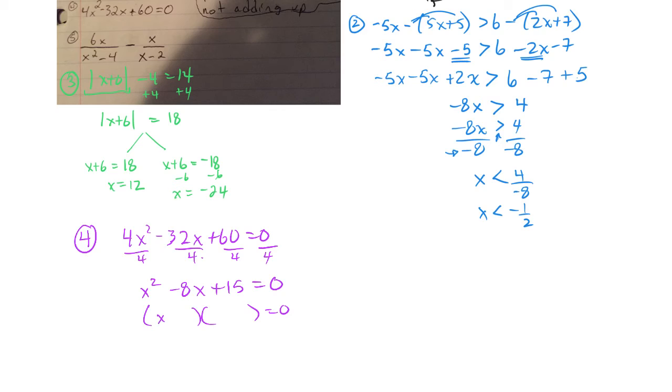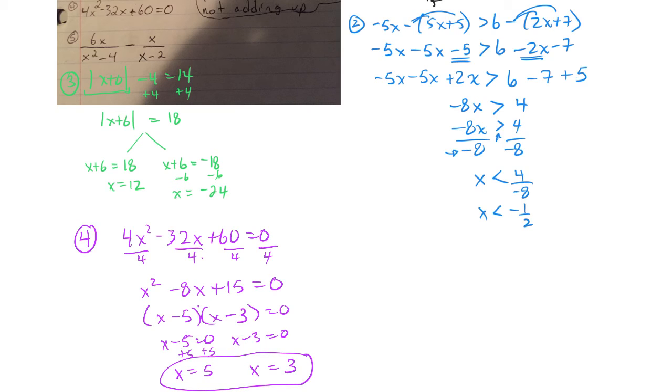And I think it's x minus 5 and x minus 3. Does that check out? Yep. And so this times this equals 0, so either x minus 5 is 0 or x minus 3 is 0. On this one, I can add 5 to both sides, so I get x equals 5. On this side, add 3 to both sides, I get x is equal to 3. So those are my 2 solutions for question number 4.